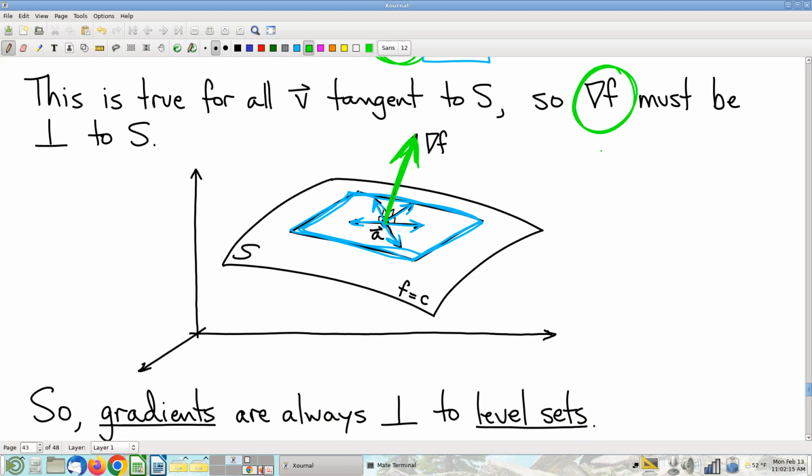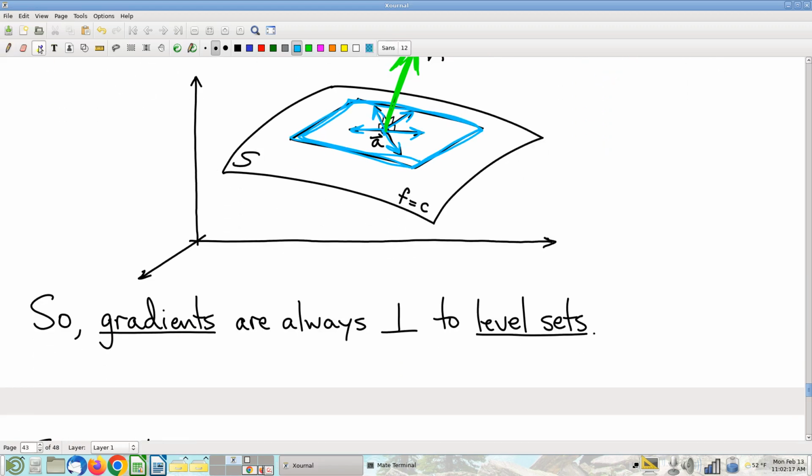So that's the really cool fact. This is a huge piece of what I like to loosely call the calculus of level sets. Gradients are always perpendicular to level sets, and therefore to their tangent planes, and vice versa. Gradients are perpendicular to level sets. Cool fact. Everybody on board?